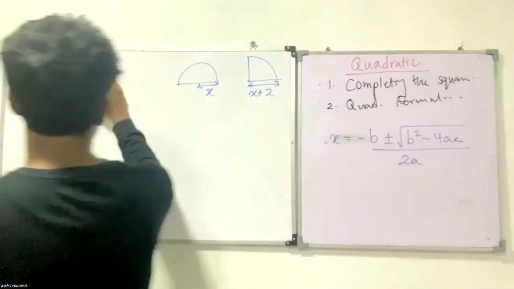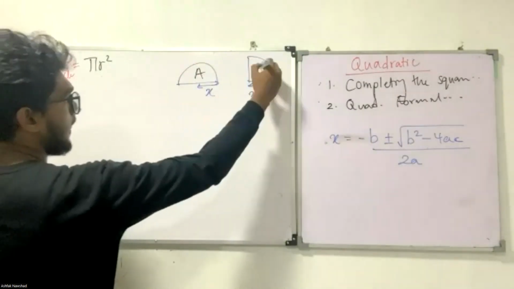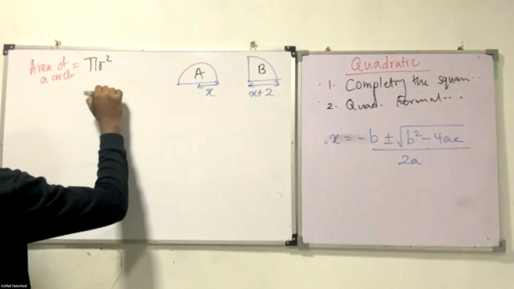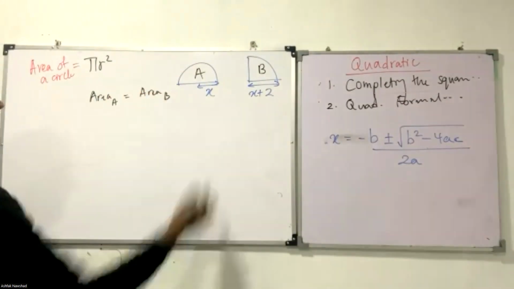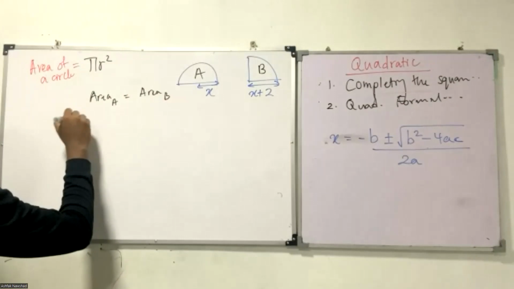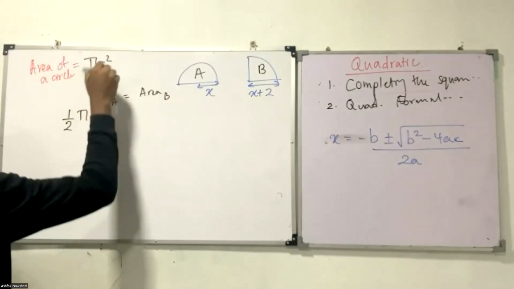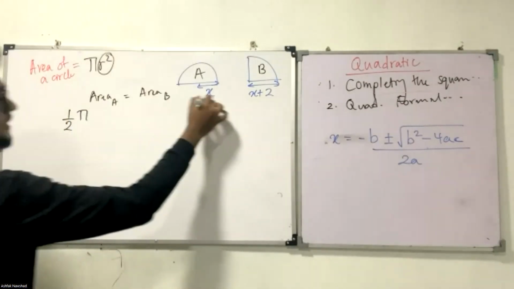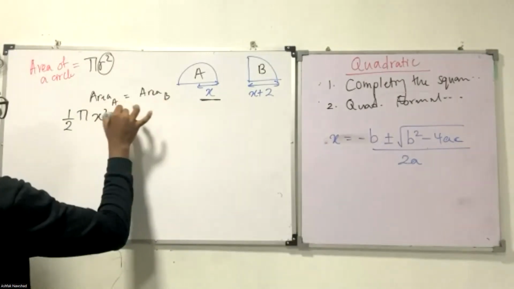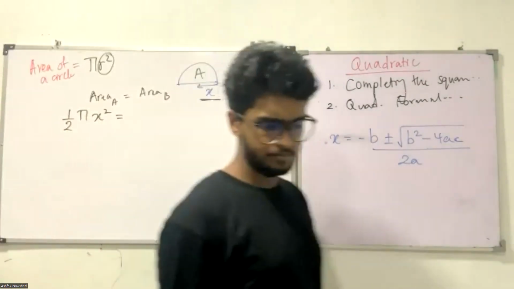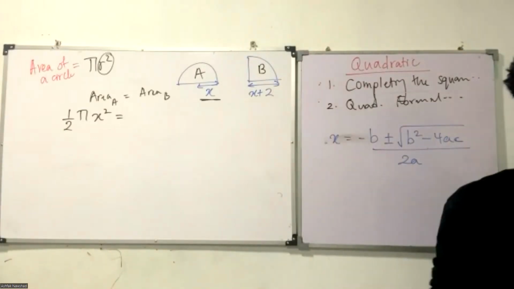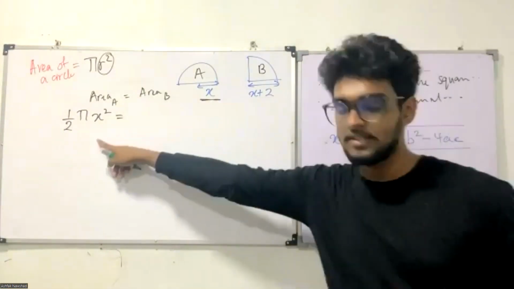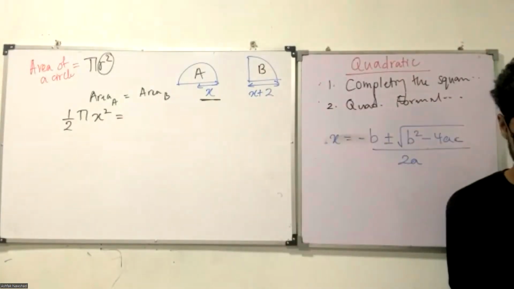I'll name this one A and this one B. They say the area of A is equal to the area of B. So this is a half circle, so I'll do half times pi r squared. The radius here is x. So it's half pi x squared. Is it clear? What I just wrote, is it clear? Area of the semicircle.